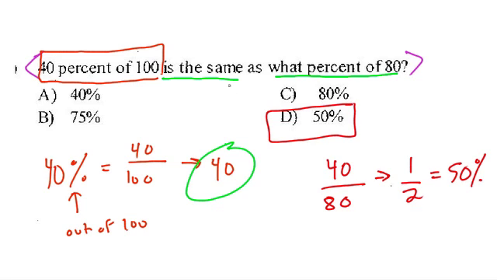And I think just the wording is tricky here, because they're saying that if you take 40% of 100, you get a number. Well, that's the same as what percent of 80? Well, 40 out of 80 is half, right? It's 50%.